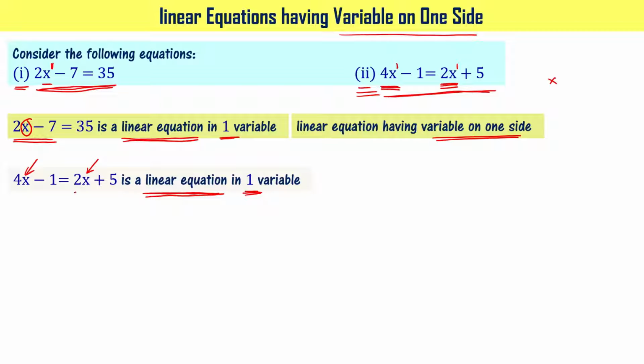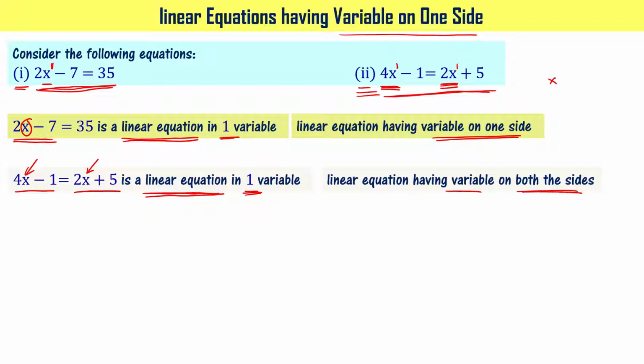Look at this. You have x on the RHS and x on the left hand side also. For that reason, we say that it is a linear equation having variable on both the sides. Now we understood the difference between this and the previous equation. In the previous equation, the linear equation has variable on only one side, whereas in the second case, you have a linear equation having variable on both the sides. In this video, we are going to discuss how to solve this kind of equations.